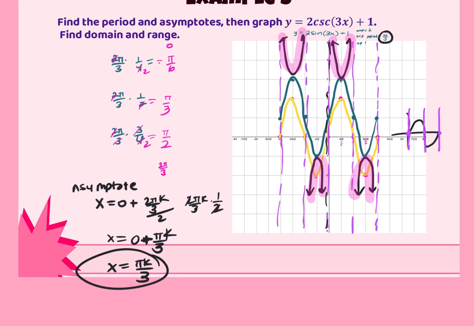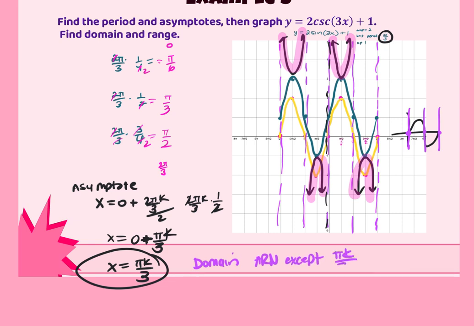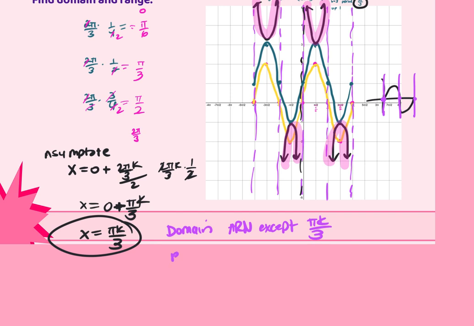Okay, so now what's my domain? All real numbers except pi k over 3. And my range is what?